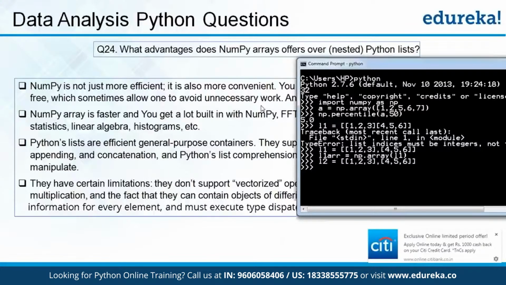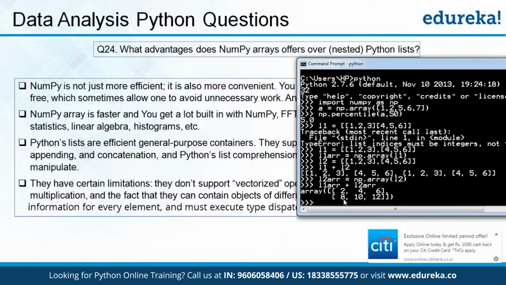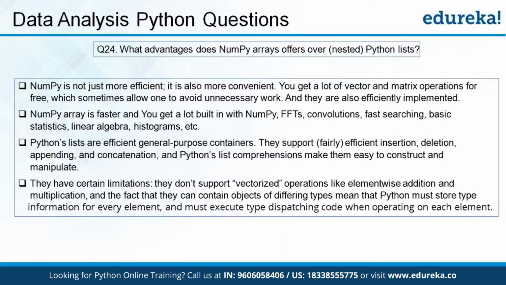Now if you do L1 plus L2, say you want to add items of L1 to L2, so 1 plus 1, 2 plus 2, 3 plus 3, 4 plus 4, 5 plus 5 and 6 plus 6. L1 plus L2 regularly would give you something like this, but if you create an array with a NumPy array, this is what would happen. L1 arr plus L2 arr would give you 2 4 6 8 12. Does that answer one of your questions, Roma? This is one of the examples.